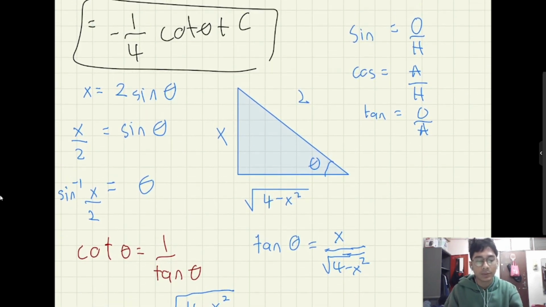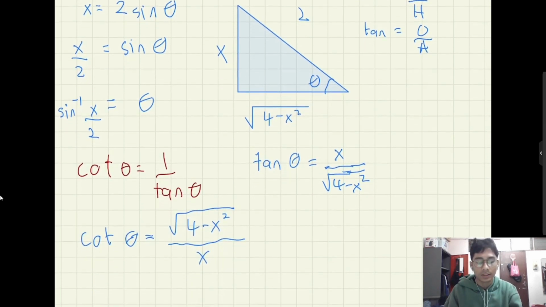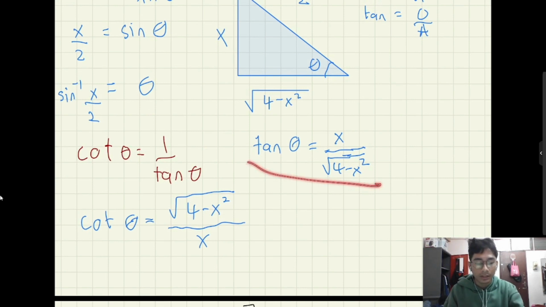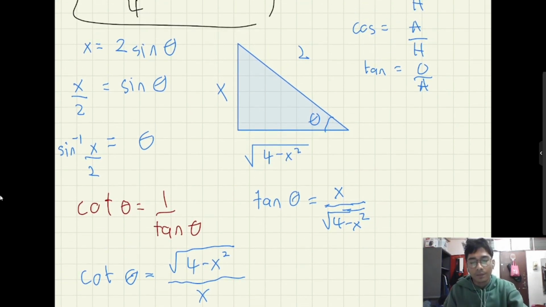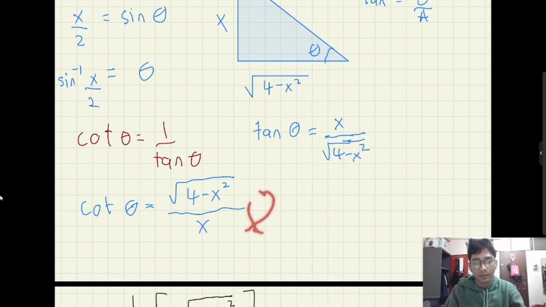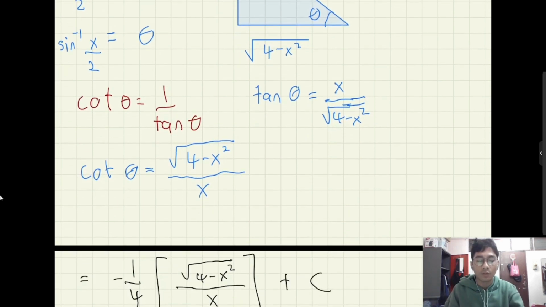And then, since the equation we get is negative 1 over cot theta plus c, and we know that cot theta is equal to 1 over tan theta. The formula for tan theta is opposite over adjacent. We already have the value of opposite, which is x, and the value of adjacent, which is square root of 4 minus x squared. So we just write it back, flip it, and then we get the value of cot theta.